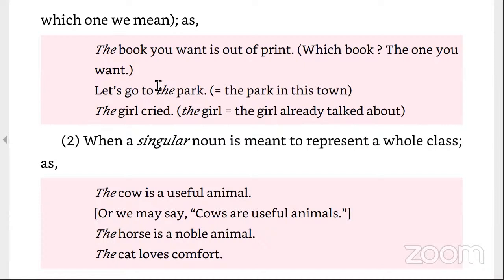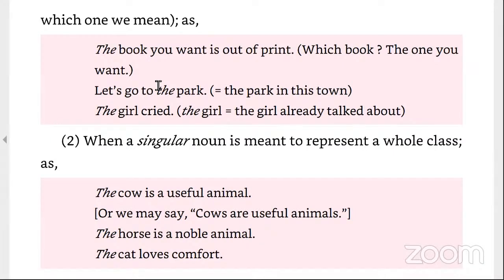When a singular noun is meant to represent the whole class, sometimes a class of things is represented by a singular noun, like the cow. The cow is a useful animal. Here, the cow refers to the whole class of cows. The horse is a noble animal.